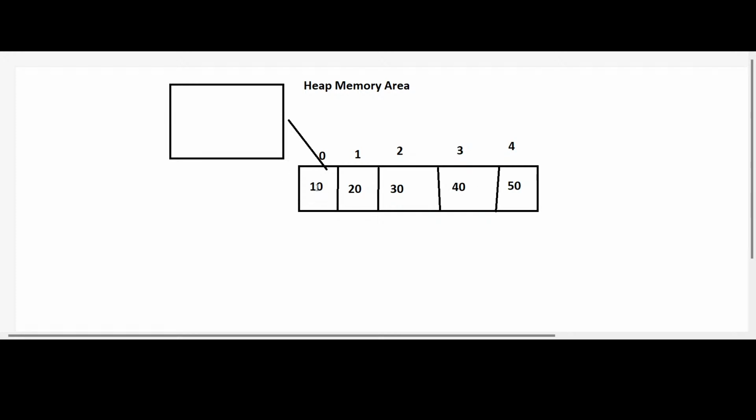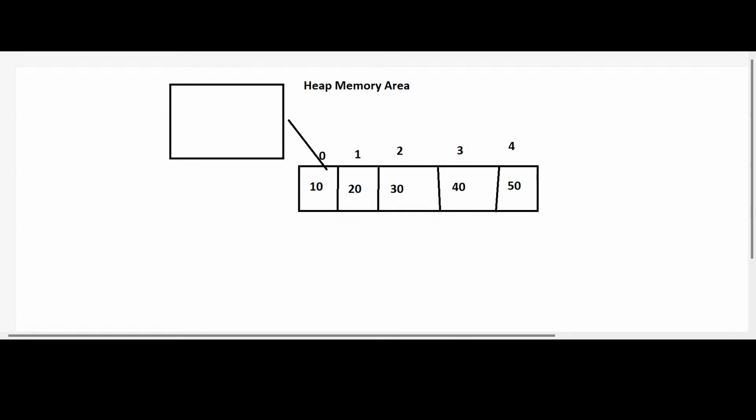In this single dimensional array, or any type of array, the index always starts from 0. If I mention 1 as my index value, it will take the value 20, and for index value 2 it will take the value 30. So likewise, it is going to be stored.